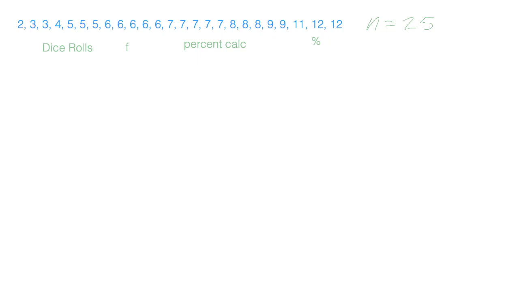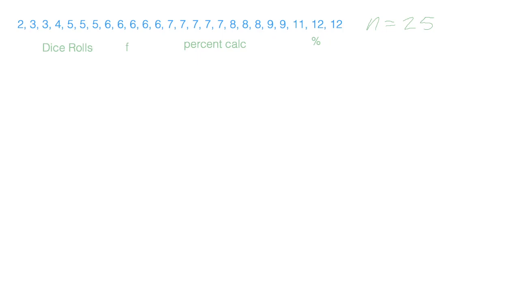So let's give it a try. Again, this is the very simplest first step we can do with any given data set. Let me show you how I like to handle this. So we have values ranging from 2 to 12.